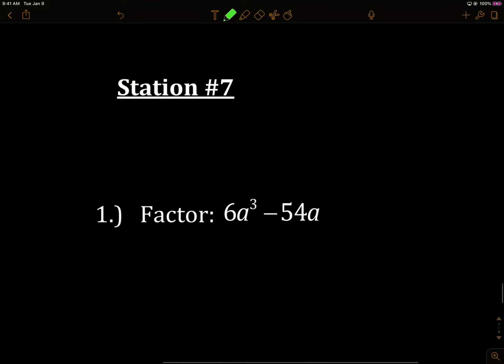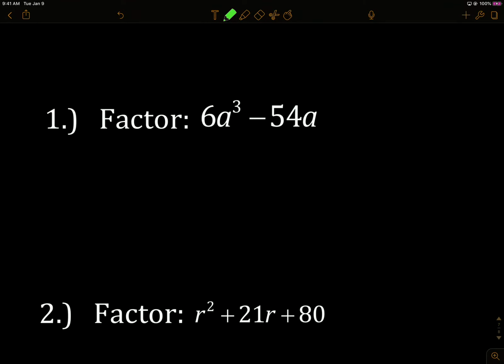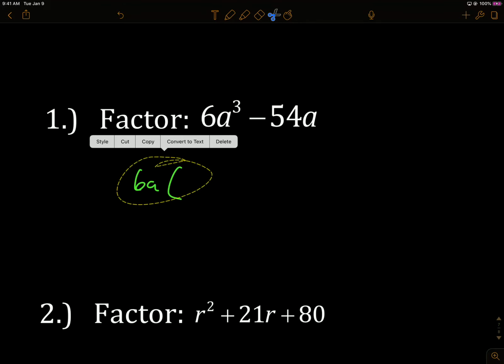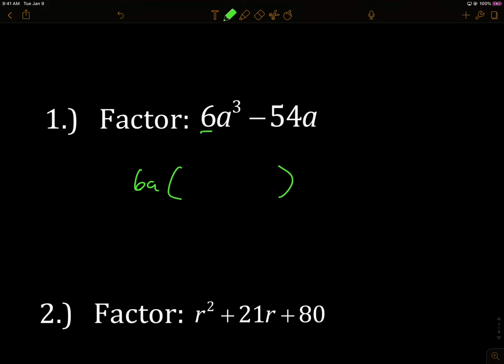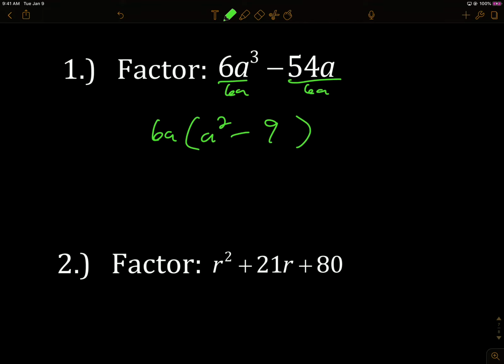All right, this is station 7. So we're going to look for a common factor here. So it's going to be 6a divides out of both. Let me move this down a little bit. Right, if I divide a 6a out of both, I get an a squared minus a 9. So then I can factor further.